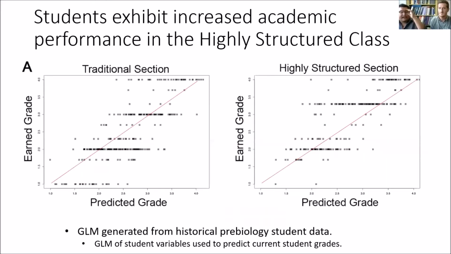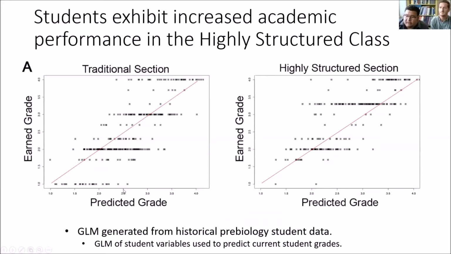This is the generalized linear model that I was talking about before. Through analyzing years of historical data for the students, we are able to create this generalized linear model that predicts the students' grade based on demographics, including their science GPA, for instance. So in this graph, what you're seeing is the predicted grade based on this model versus the actual earned grade of the student. For instance, if you're predicted to get a 2.5, and I don't think that you can see that. I think you got it.